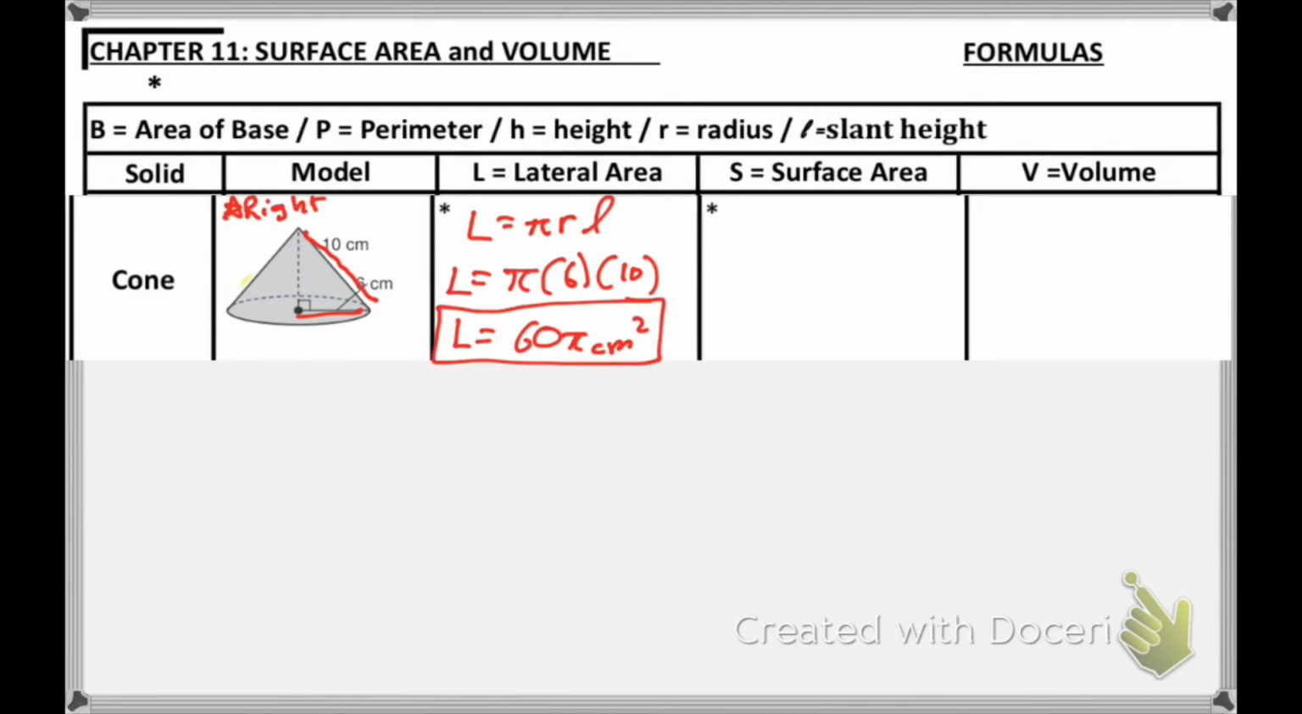Again, if the question asks you to keep it in pi, keep your answer in terms of pi, make sure you keep pi as part of your solution. If it says round to the nearest tenth or hundredth, make sure you multiply by pi and then round. If it doesn't say anything, you're free to do what you want.